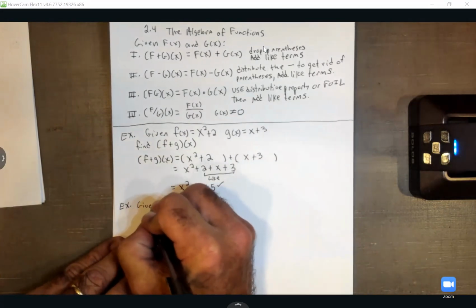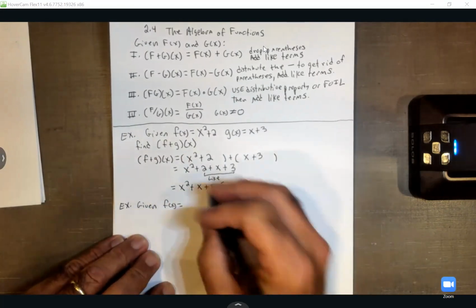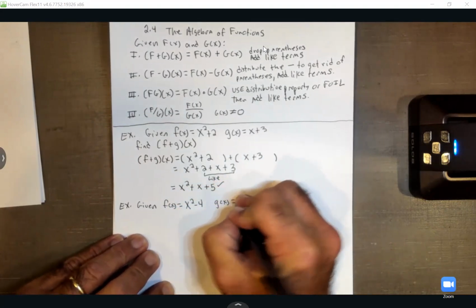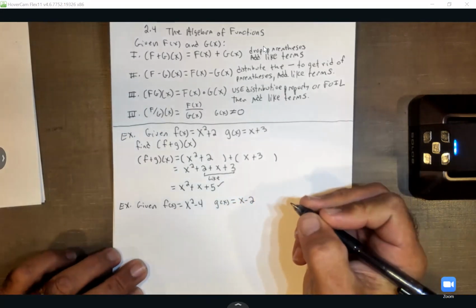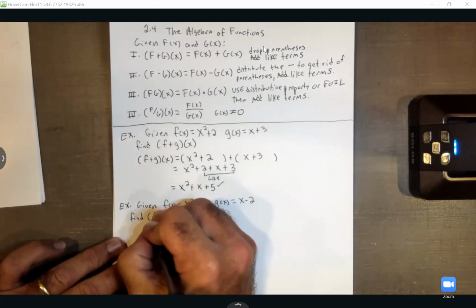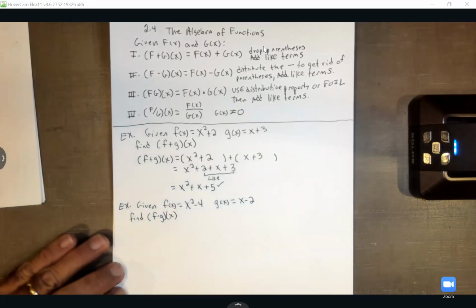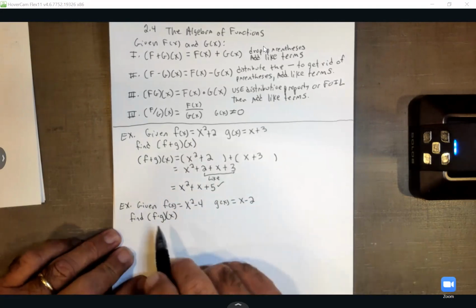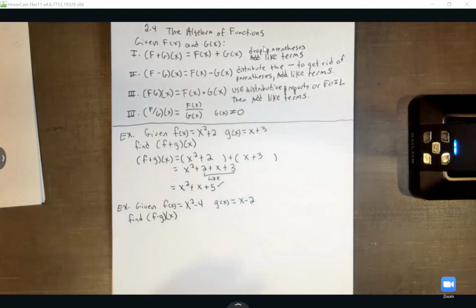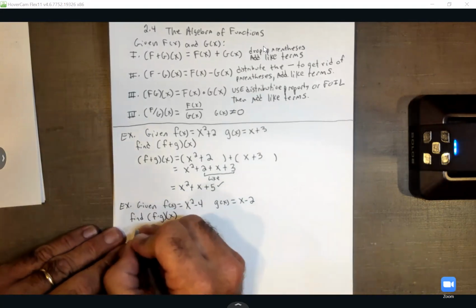So on this one, we're going to be given f of x equals x squared minus 4. My g of x will equal x minus 2. They want us to find the product f times g of x. Now, sometimes they'll use the little dot for multiplying. Sometimes they'll just put the f and g by each other for multiplying, okay? All right, so that's what we're going to find.